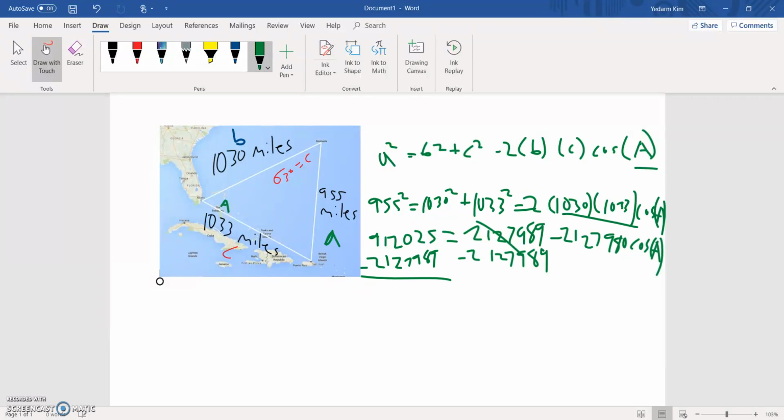2127989, and when you plug that into the calculator, so 912025 minus 2127989, you get negative 1215964. And now you want to divide this number to get cosine alone.